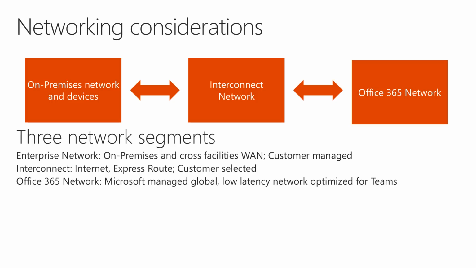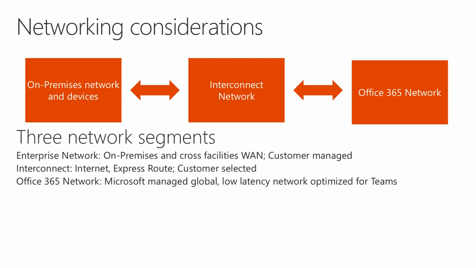On the very left side, you can see the enterprise network. This is where your users are. This is the network that you own and control. And usually customers can do a lot here by making sure that users have the right bandwidth, and that if there's any quality of service implemented, it's implemented to benefit Teams.